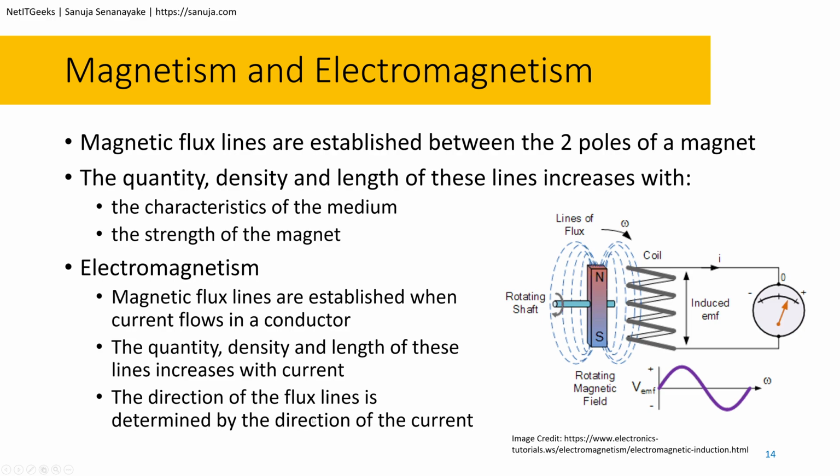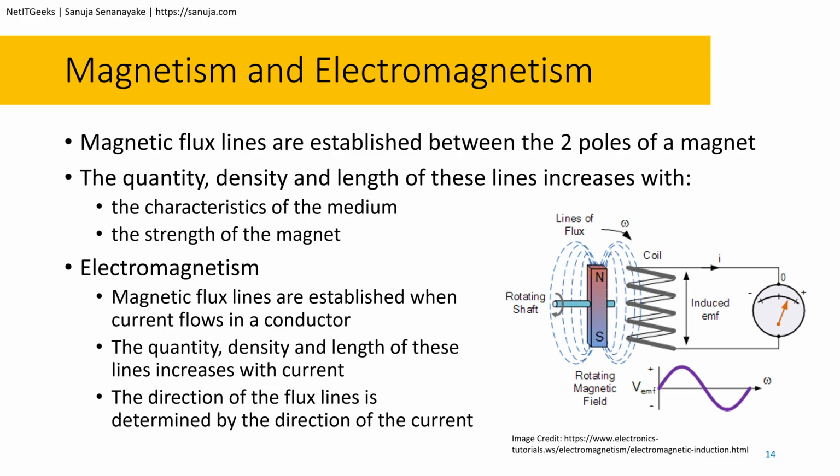The direction of the flux lines is determined by the direction of the current. In this case, the current is flowing this way, so it's flowing clockwise. So the magnetic flux is going to be in this direction. But if you reverse it, it's going to go in the other direction. So that's what it meant by that. This diagram, I put it again from the internet. You can go ahead and check it out. It just gives you a basic overview of magnetism and electromagnetism.